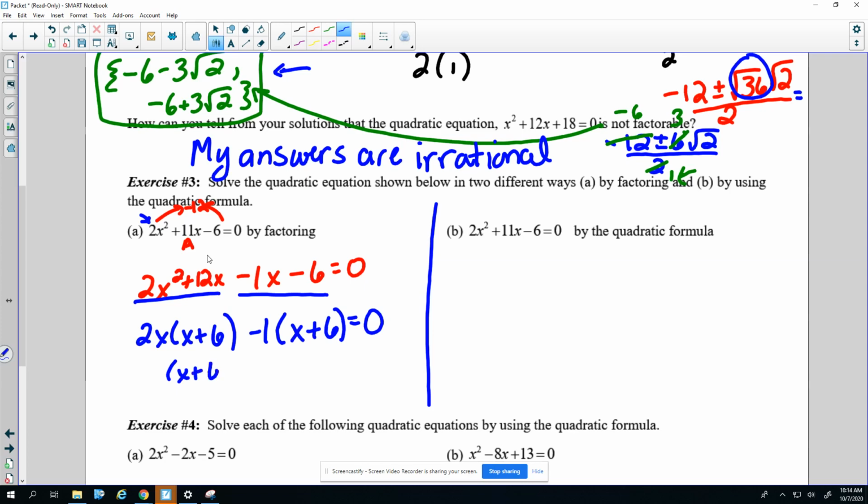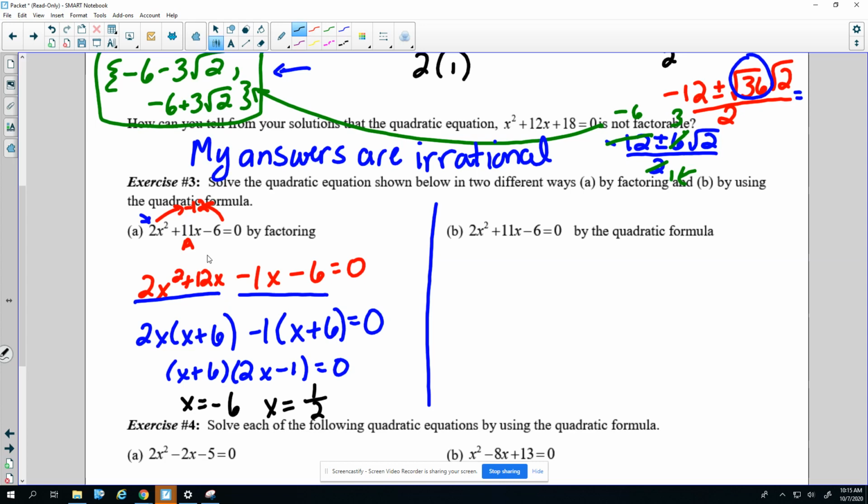And then I have 2x minus 1. So then I'm going to solve each of these. If I have x plus 6 equals 0, that's going to give me an answer of negative 6. And 2x minus 1 equals 0 is going to give me an answer of positive 1 over 2.